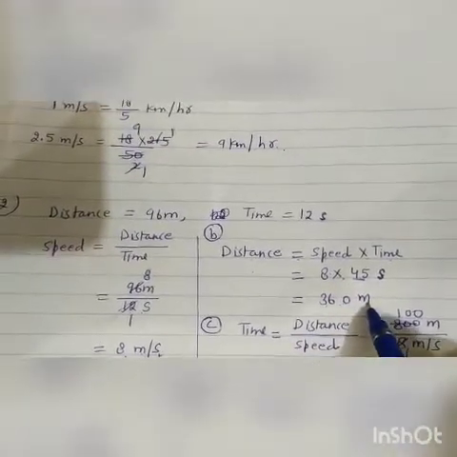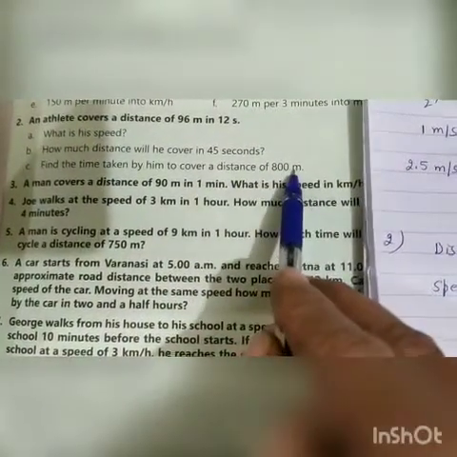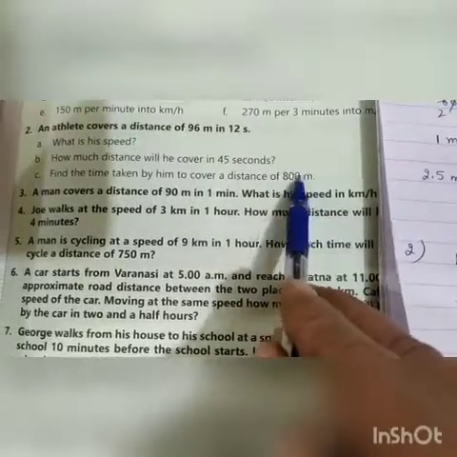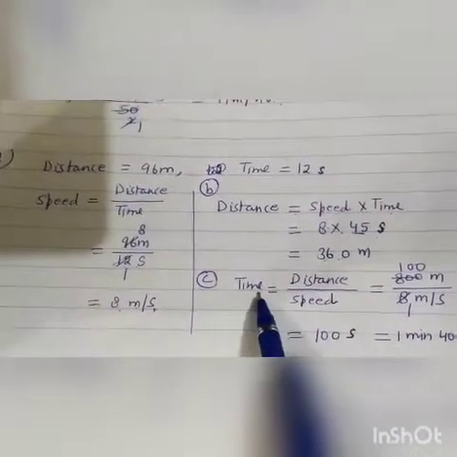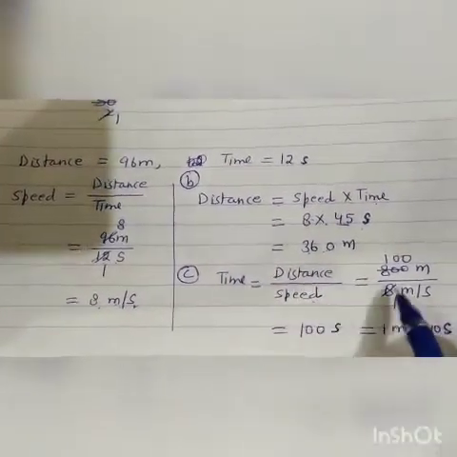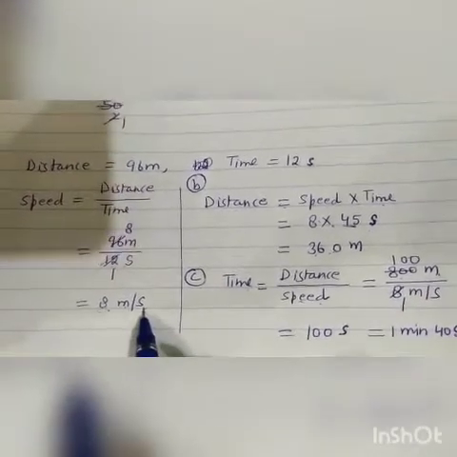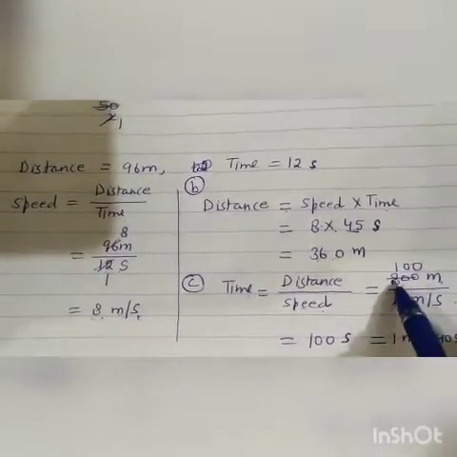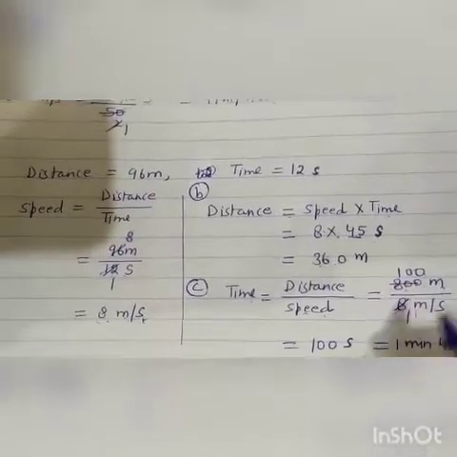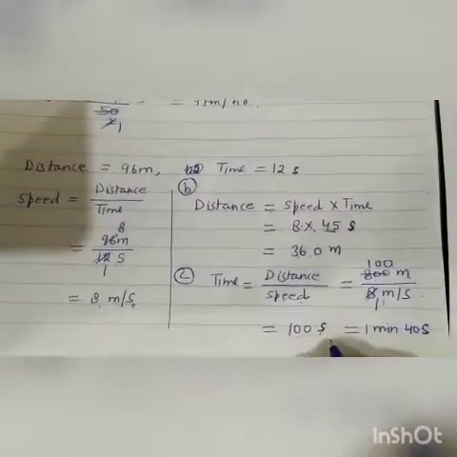Unit is meter. In C part, what is given? Find the time taken by him to cover a distance of 800 meter. Here distance is given and we have to find out time. So formula for time is equal to distance upon speed. Distance is given 800 meter. Speed is 8 meter per second, we have found out here. So 800 meter upon 8 meter per second. 8 1 ja 8, 8 1 ja 8, 0 0. It is 100 second, because unit of time is second.